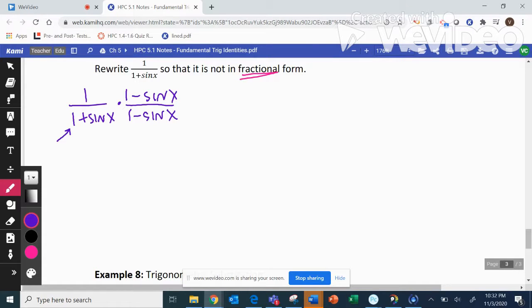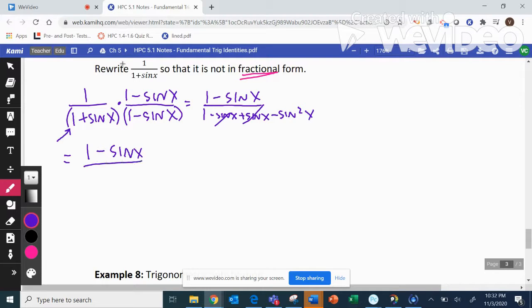This is kind of like in algebra 2 when you multiply by the conjugate of the denominator when we were trying to get rid of radicals in the denominator. We did something like that before. When I multiply the top, I just get 1 minus sine x. But on the bottom, we've got a difference of squares. So the outside is going to be minus sine x, the inside is going to be plus sine x, and my last term is going to be minus sine squared x. So that cancels out the inner and outside terms. So now I have 1 minus sine x over 1 minus sine squared x.